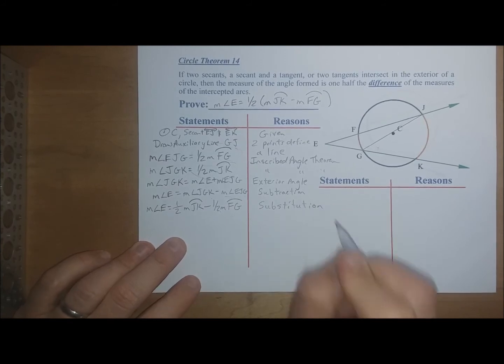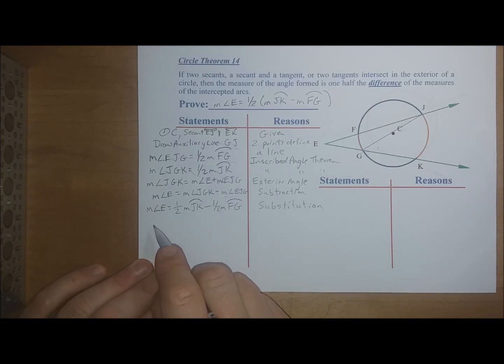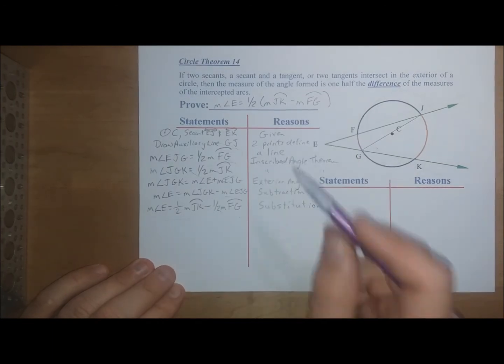Man, this one was even easier than the last one, surprisingly, huh? Anybody see where we're going from here? How to get this to look like that?